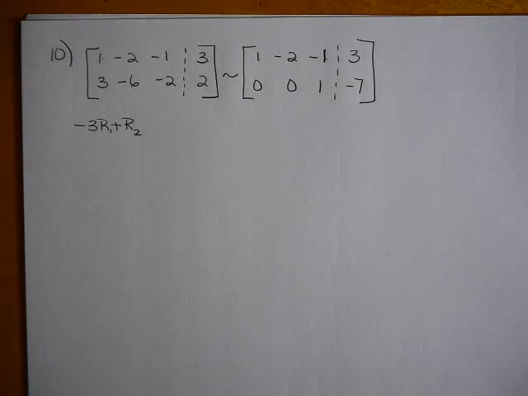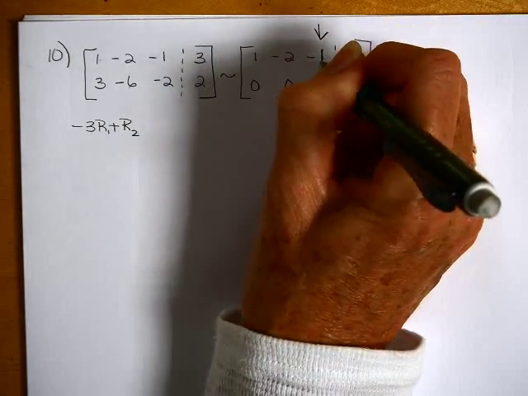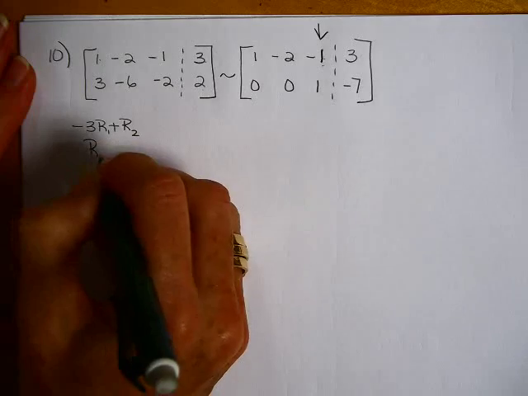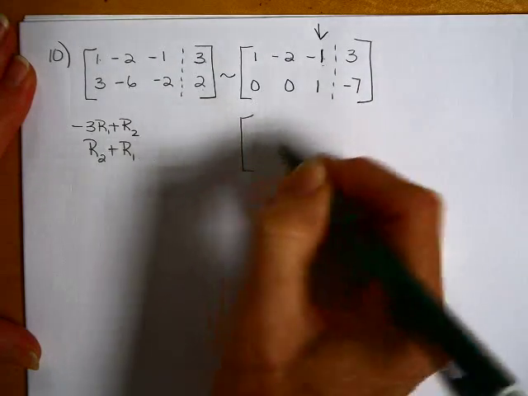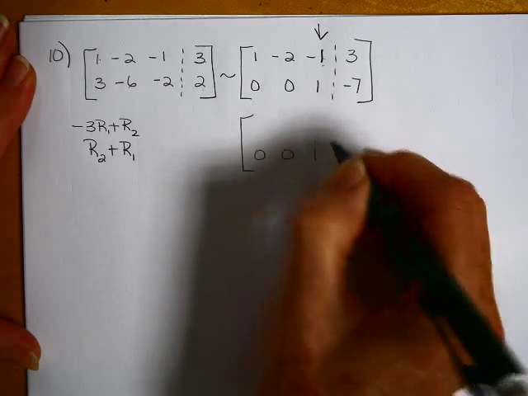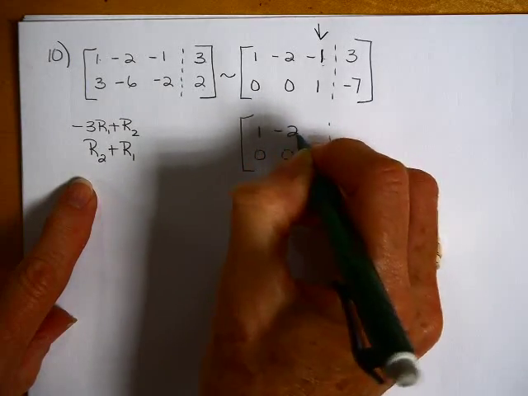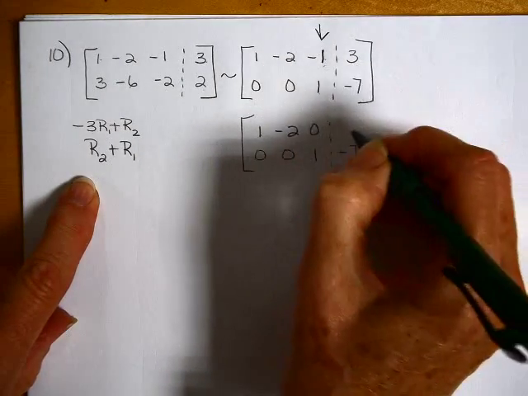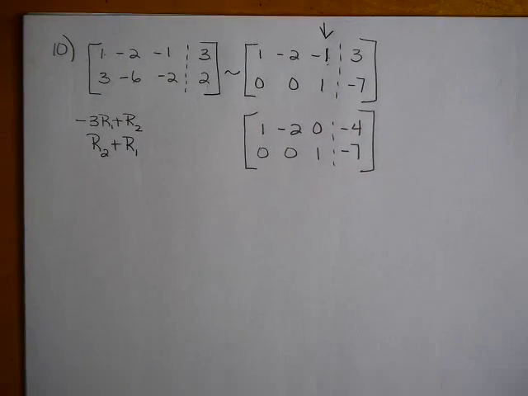So what's the next step? I need this to be a 0 right here. So all I have to do is add row 2 to row 1. This is the forward phase. Now go backwards. So 0, 0, 1, -7, 1, -2. If I add that, I get a 0. If I add that, I get a -4. All right, it's now in reduced echelon form.